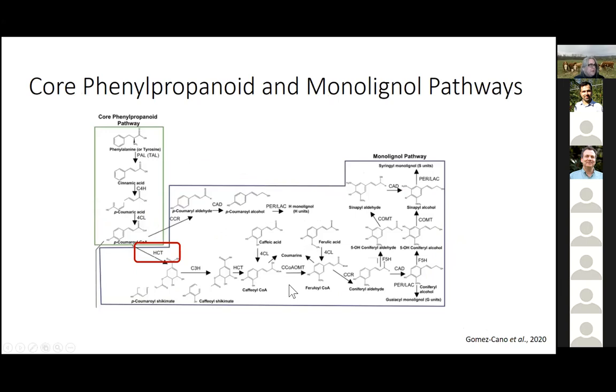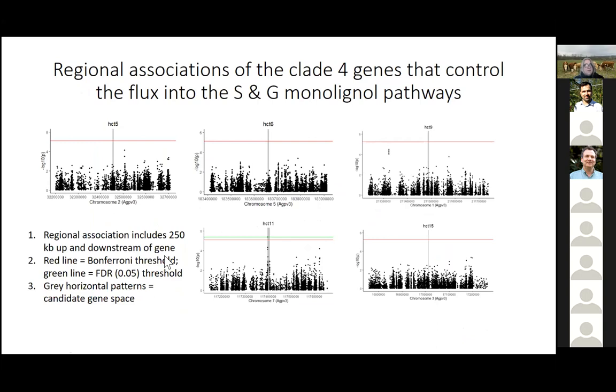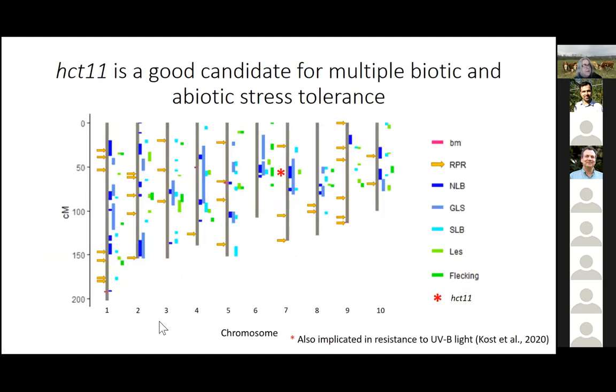So what does HCT11 do? HCT11 is one of 5 genes that regulate the substrates between the core phenylpropanoid pathway and the monolignol pathway. That's really fascinating to me, that this is a gene that's actually involved within this pathway itself, regulating the substrates that go into the monolignol pathway. So I looked at those other 5 genes and asked, what are these 5 genes doing? And here's our HCT11 with an obvious peak. It is the only one of these 5 genes that looks to have an association with disease resistance. It's also a good candidate for multiple biotic and abiotic stress.